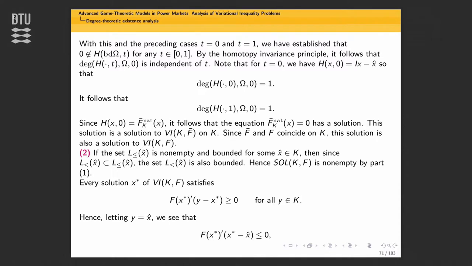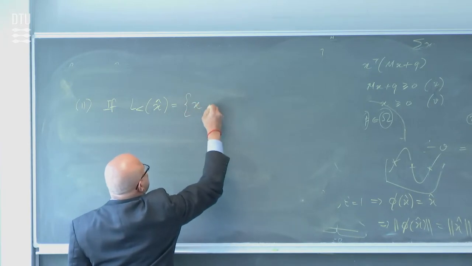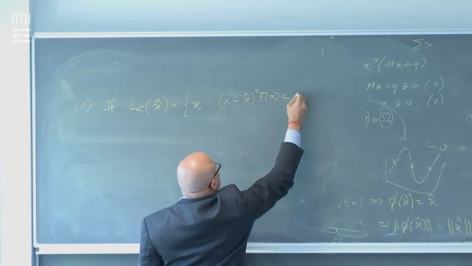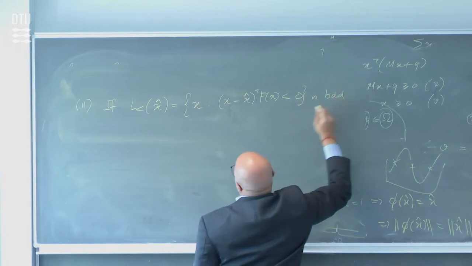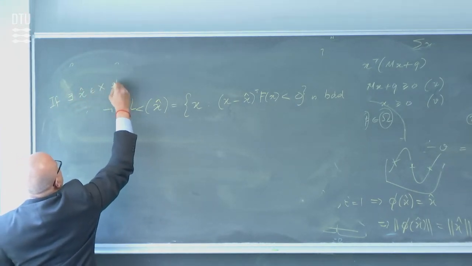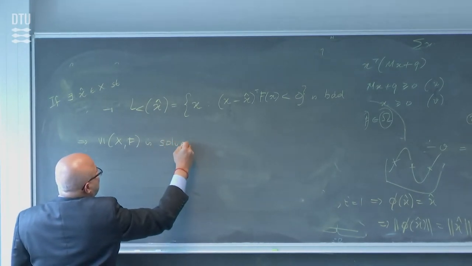Okay, so once you have that, what you've got is you've established the next result. The second result is, if L less than x hat, which is defined as the set of x such that (x minus x hat) transpose f of x is less than 0, is bounded, right? If there exists an x hat in K such that this is bounded, then this implies that VI(K, F) is solvable.